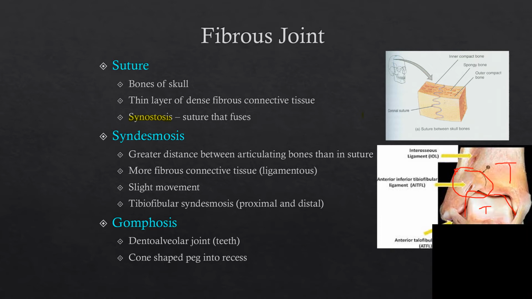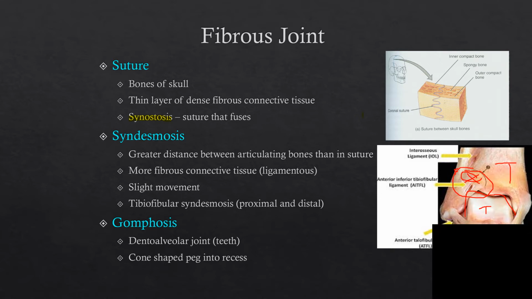If you ever hear of somebody who has a high ankle sprain, basically this right here is the ligament that's involved with that high ankle sprain, that anterior tibiofibular ligament, anterior inferior tibiofibular ligament. Again, there's a proximal and a distal one. And that's what we see with the tibiofibular ligament. There's a slight amount of movement, it's connective. It's ligament that holds the two bones together.